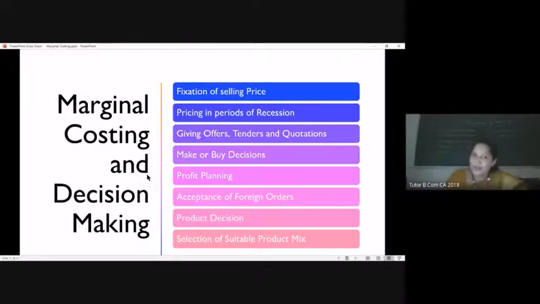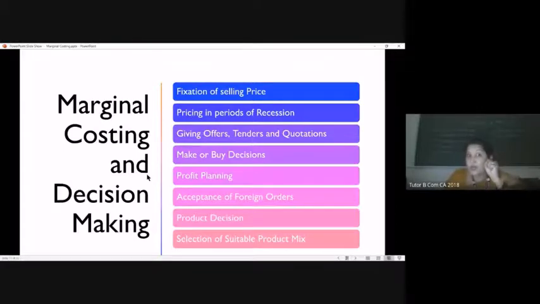That's why we say that one decision that will be based on marginal costs is fixation of selling price. Then pricing in the period of recession. Say during recession, maybe a firm is willing to sacrifice its profit margin because they know that they may not be able to sell the product at a high price because the market is having an economic downturn. Right. So in that case, price is very sensitive.